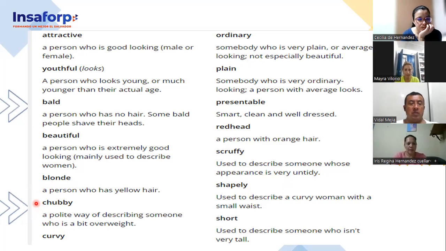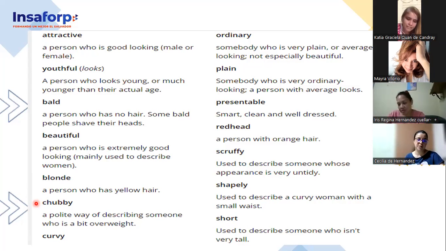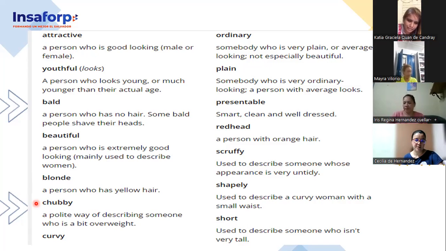A polite way of describing someone who is a bit overweight. Overweight, okay. When we say this word, es como una forma educada de decirle a alguien, en vez de ser despectivo y decirle gordo, le decimos gordito, right? Or rellenito, something like that. So in English, we say chubby. That's the way we say it. It's like a polite way of describing someone who is a little bit overweight, okay?